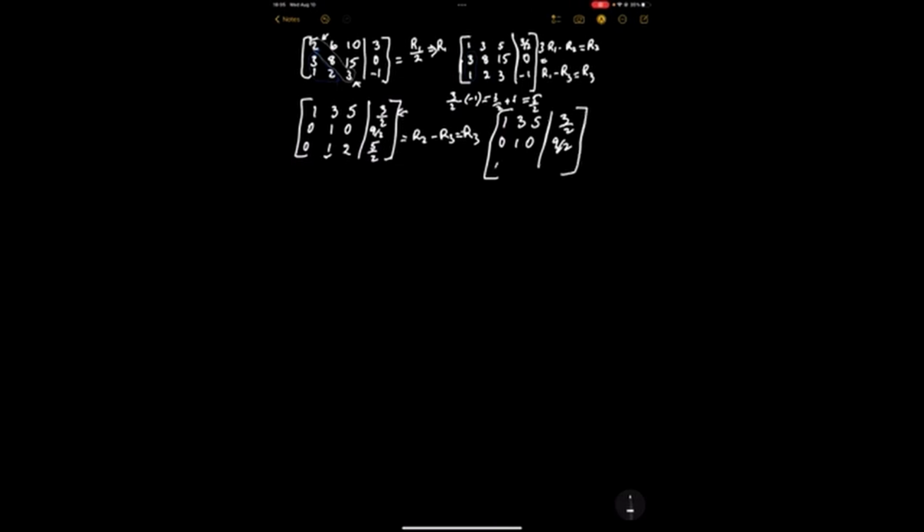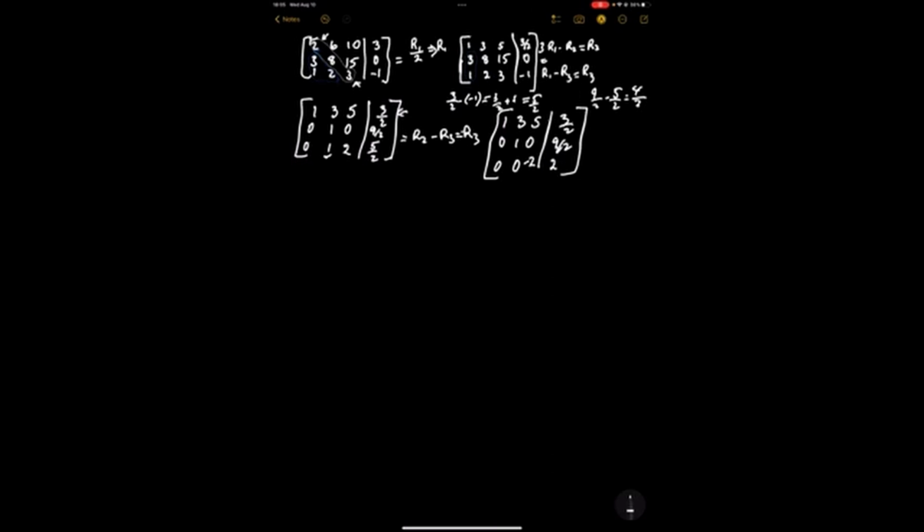And now we're going to have 0, 0, and 0 minus 2 is negative 2. And 9 halves minus 5 halves is what? Is 4 halves, which is 2. Right? You have 9 halves minus 5 halves is equal to 4 over 2, which is 2. Okay, we are almost done.